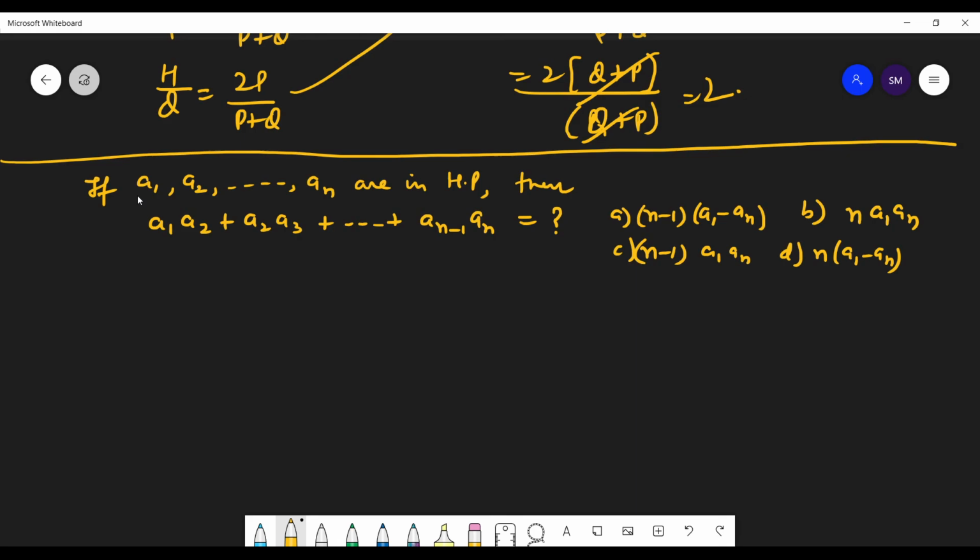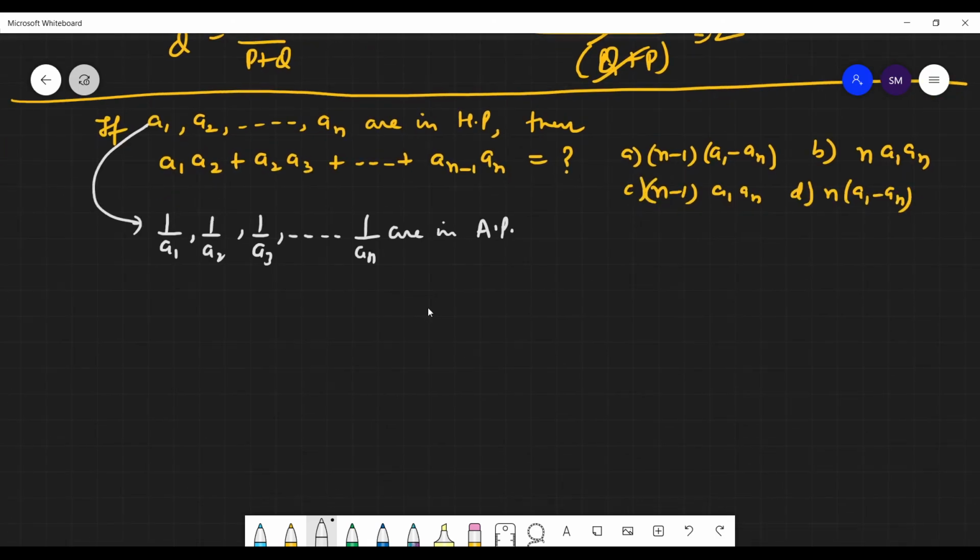So students, obviously you have no choice in this question other than, if they are in AP, then it means 1 by A1, comma 1 by A2, comma 1 by A3, comma and so on up to 1 by AN are in AP. Yes? Yes, sir.